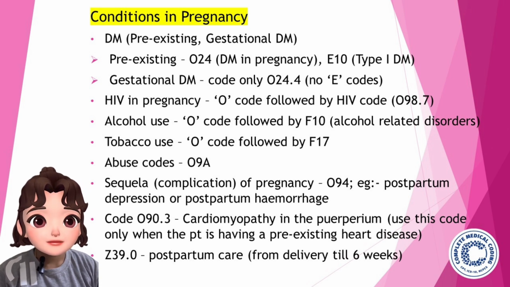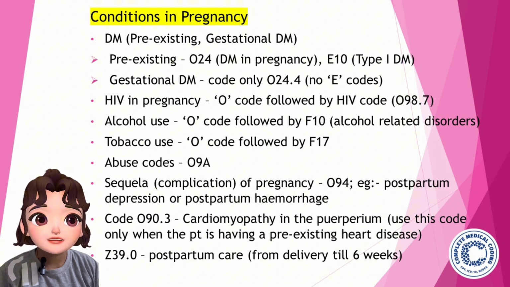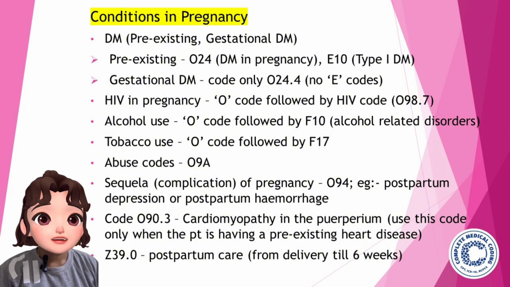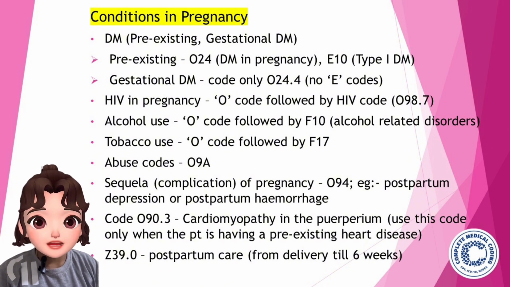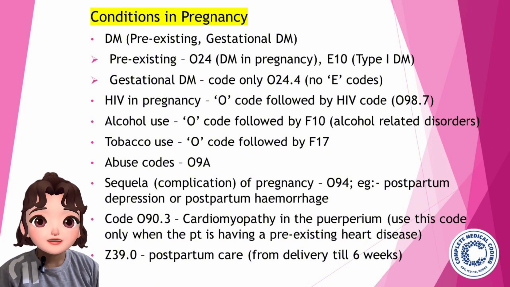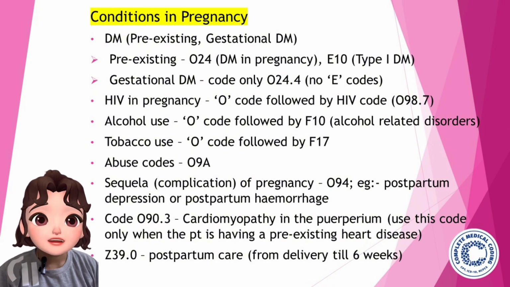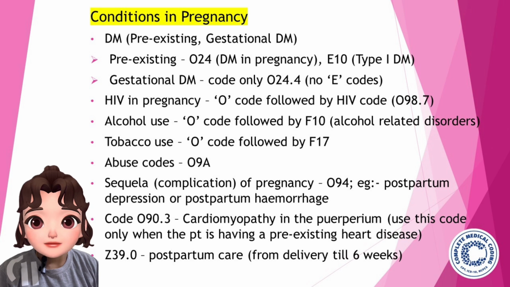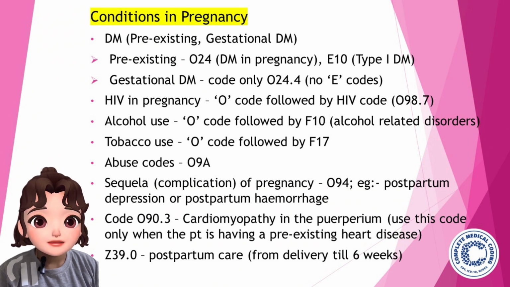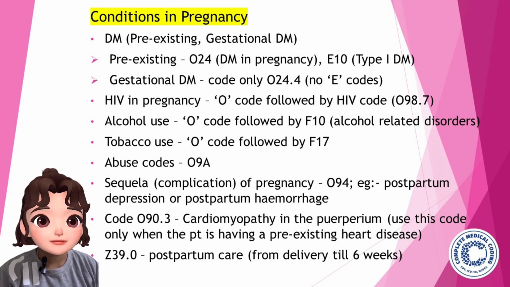Now, abuse codes. There are certain abuse codes also, that is O9A. Now, what is sequela of pregnancy? Sequela means complication. For coding sequela of pregnancy, you have to code O94. For example, postpartum depression or postpartum hemorrhage, after delivery. These are all complications of pregnancy, which is called sequela of pregnancy. So for that, you have to use the code O94.